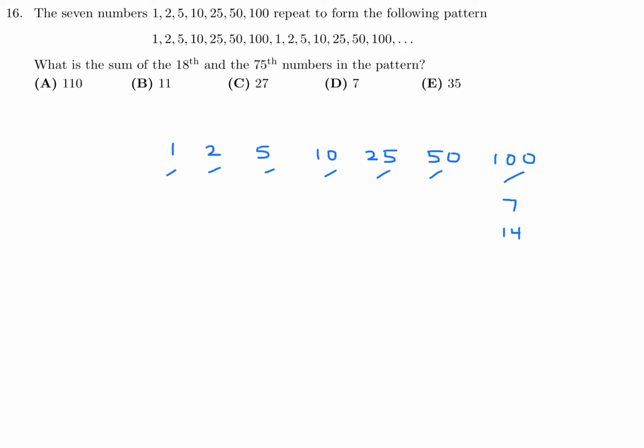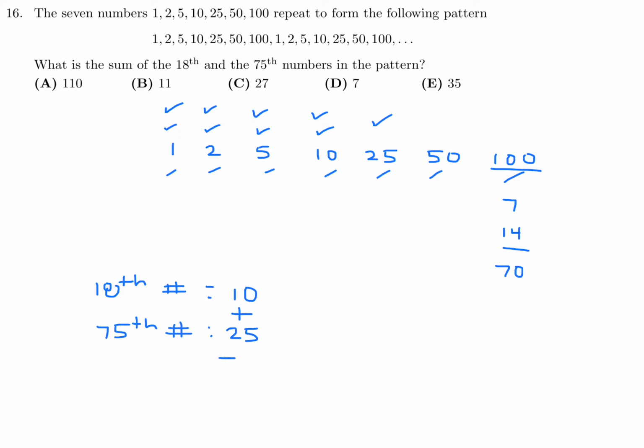So for the 18th number, I just have to go back to the beginning. If this is the 14th number, this will be the 15th, 16th, 17th, 18th. So the 18th number will be a 10. That's pretty straightforward. Now the 75th number. Well, you can count it, or you can just say it looks like every multiple of 7 ends up at the 100, and 70 is a multiple of 7. So then I can just count with 71, 72, 73, 74, 75. So the 75th number is going to be 25.